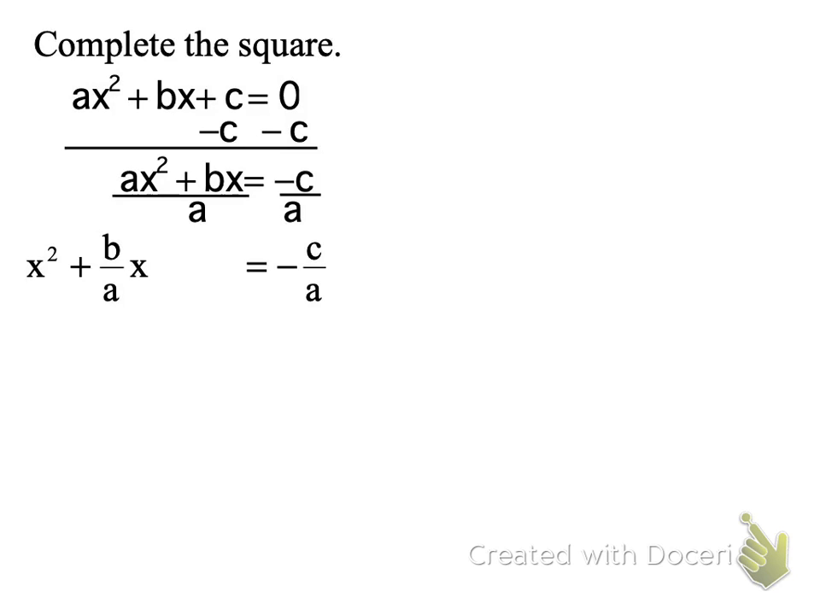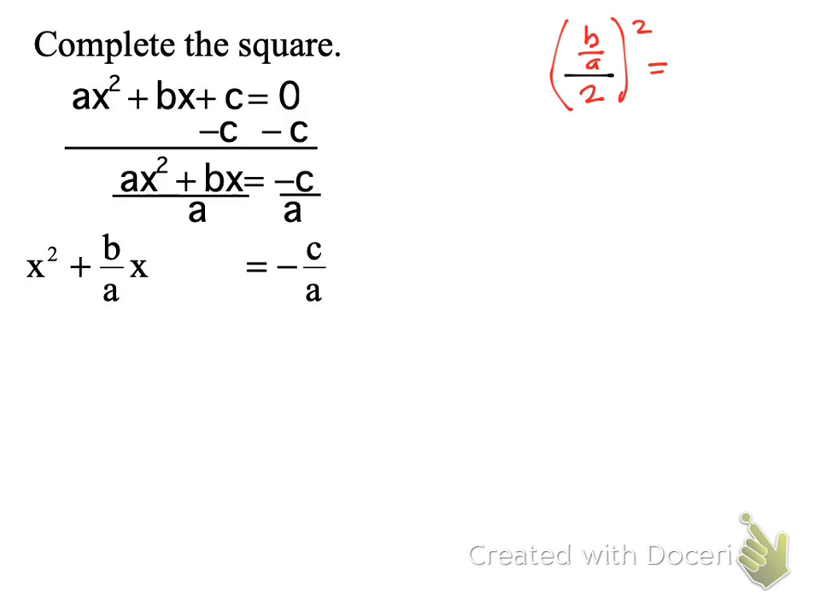Now, what would I put in for that? What do I need to do to find that empty place for c? You would divide the b over a by 2. And then? Square. Right. We're going to take b over a, divide it by 2, and then we have to square it.